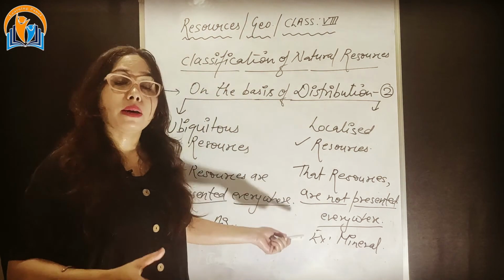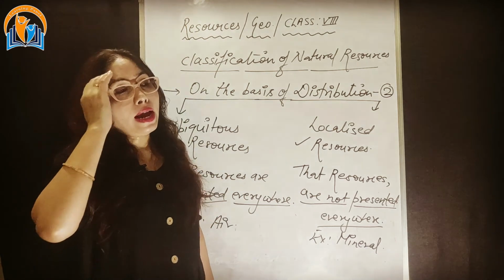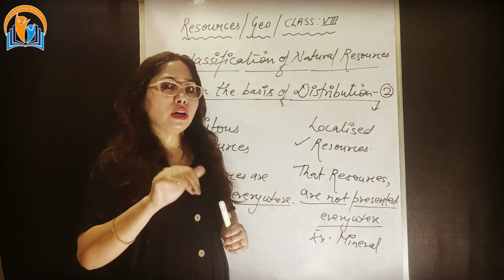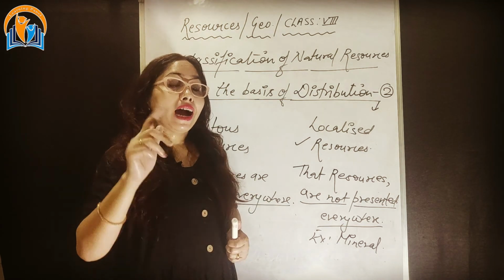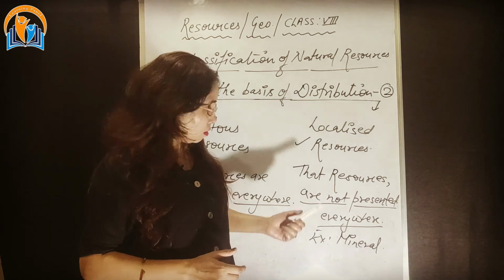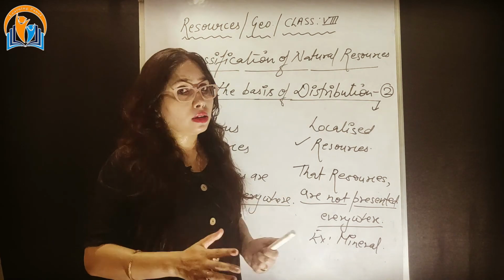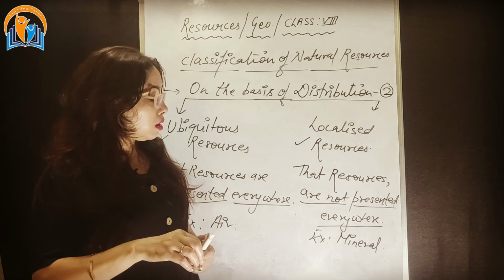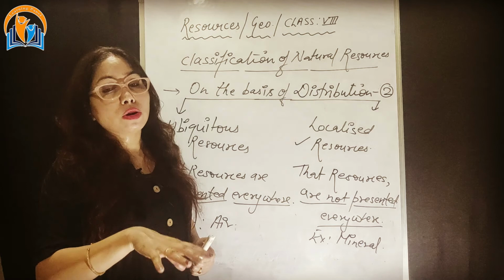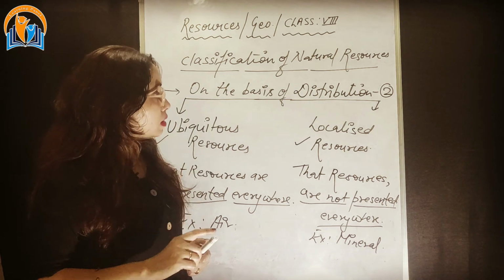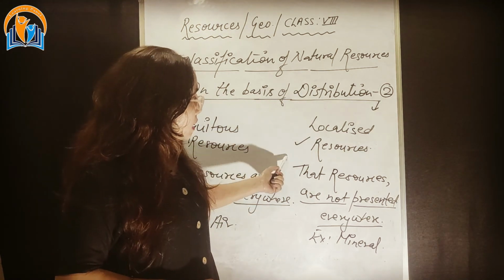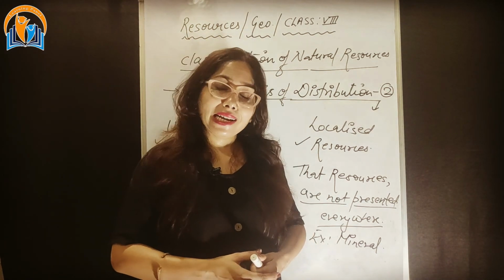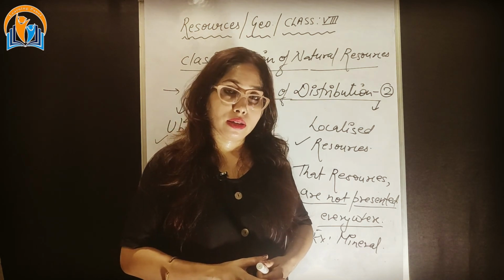Minerals are an example, means a particular mineral we are talking about, like iron. Iron is in Jharkhand if we are talking about India, but iron is not in, as in the example given before of the Ladakh region, there is no iron. Okay, so like this, a particular mineral, every mineral is not present everywhere. That's why minerals come into the category of localized resources. So this is all about the classification of natural resources, right?